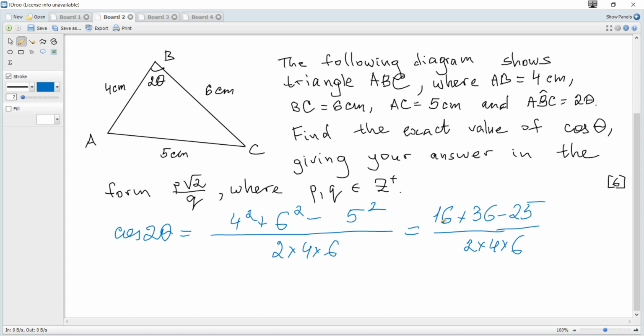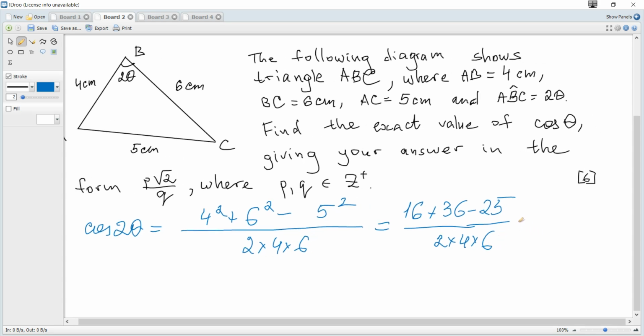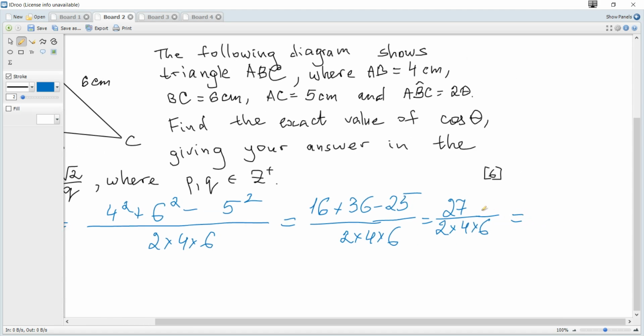And it's what? 11 plus 16 is 27 over 2 times 4 times 6, and we can divide by 3 to get the exact value. So it's 9, and 2 times 2 is 4, times 4 is 16. So it's 9 over 16 as exact.